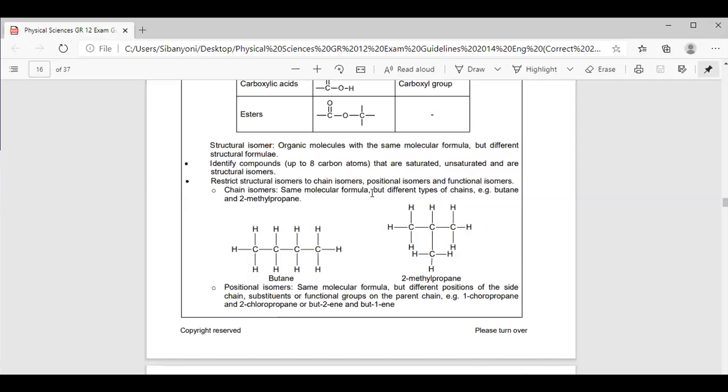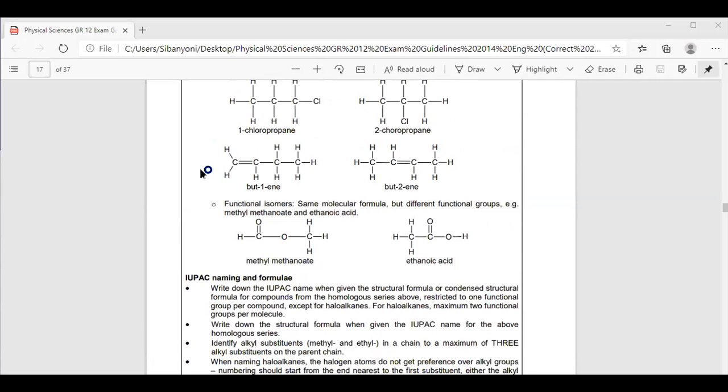And we will be looking again at different types of isomers. We look at 3 types. You must know chain isomers, and we will get those questions. You must know positional isomers. You must know as well functional isomers. So we will deal with these as we deal with questions.